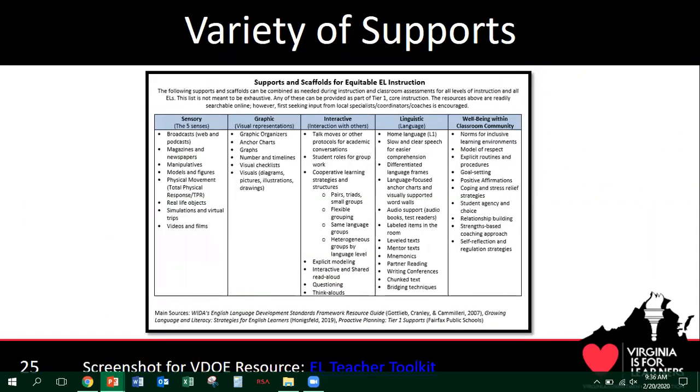So we've gone over a number of these. This chart just really organizes some example supports in multiple ways. So there are sensory, graphic, interactive, linguistic, and one specific here for well-being. Again, this is small text, but you can find this larger handout within the EL Teacher Toolkit, which is linked within the PowerPoint.